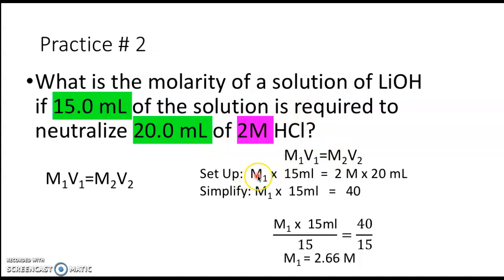So my setup should look like this: M1 times 15 milliliters equals 2M times 20 milliliters. Now, I can't do anything on my left side, but on my right side, I can multiply the 2 by the 20 and I get 40. So when I simplify, I should get M1 times 15 milliliters equals 40. I want to get the M1 by itself, so I'm going to divide both sides by 15. And my M1, my first molarity, should equal 2.66 molar.